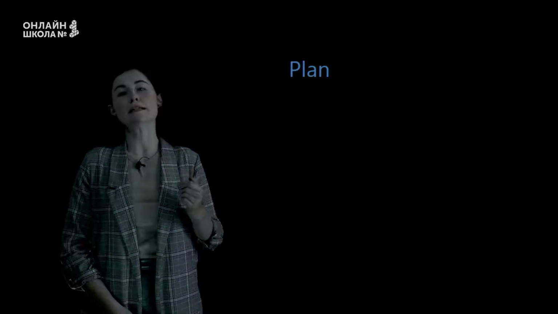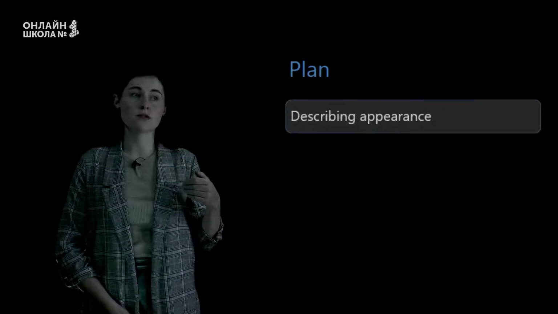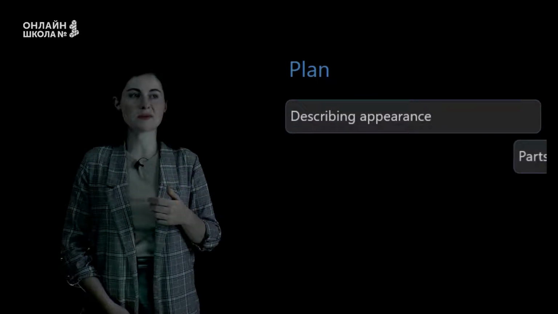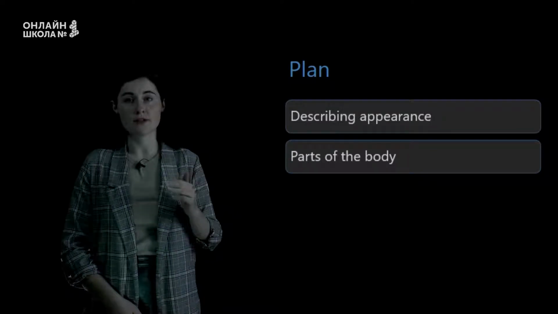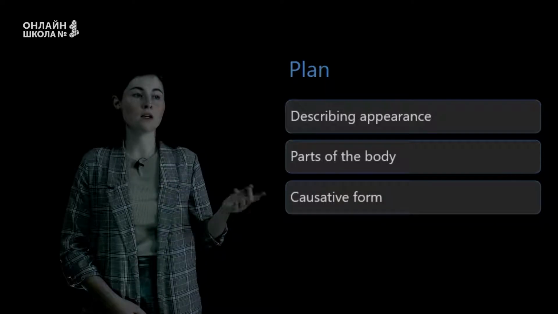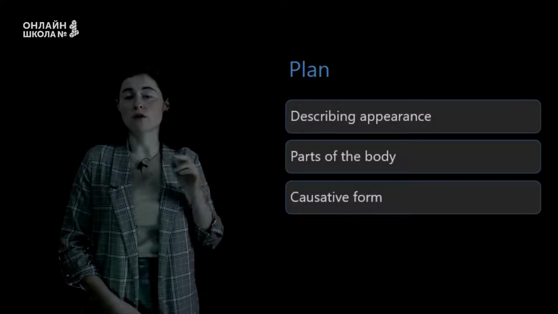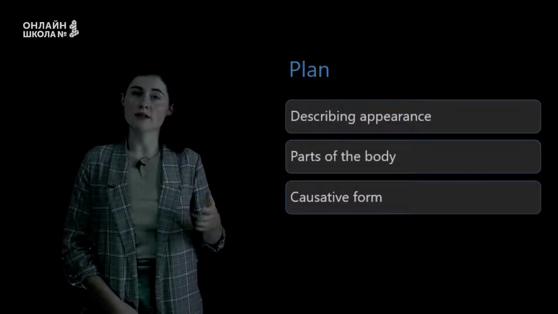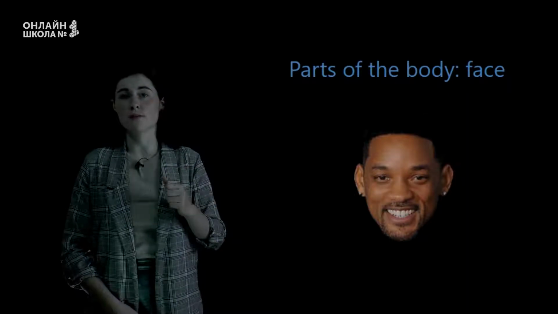So, what is our plan? First of all, we are going to learn some words describing appearance. Then, we are going to recollect parts of the body. And we will learn such a thing as causative form. It's a special grammatical structure. But let's start with parts of the body.